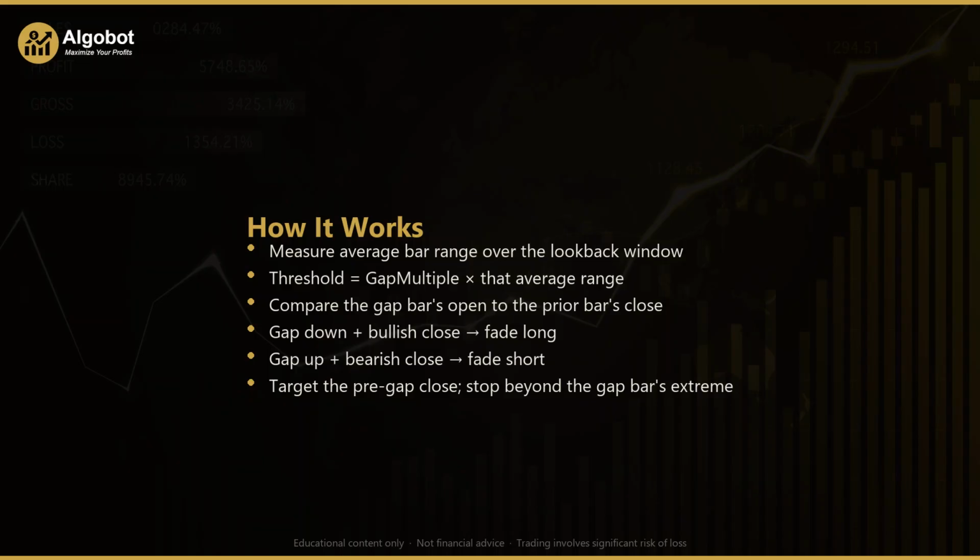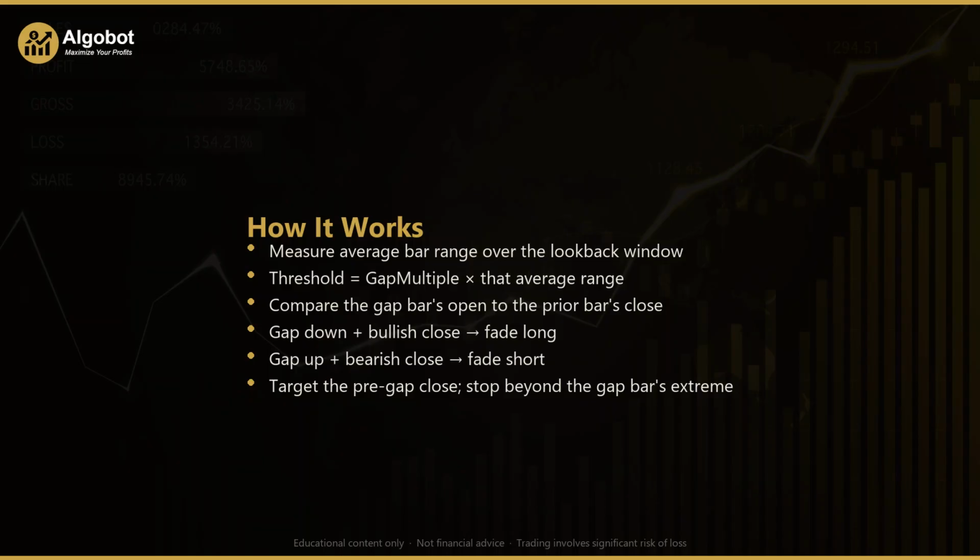Next, it calculates a threshold by multiplying that average range by the GapMultiple parameter. This threshold defines what counts as a meaningful gap. A small gap multiple makes the strategy sensitive to modest gaps, while a larger value insists on bigger, more dramatic jumps. Then it measures the actual gap, which is the gap bar's open minus the prior bar's close. If the gap bar opened well below the prior close, beyond the threshold, that's a gap down. If it opened well above, beyond the threshold, that's a gap up.